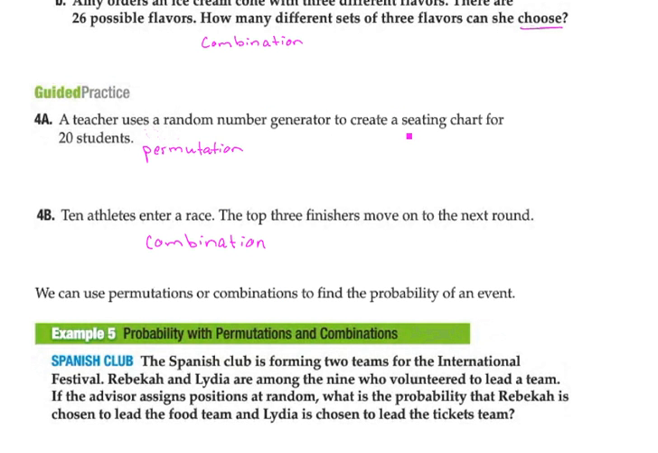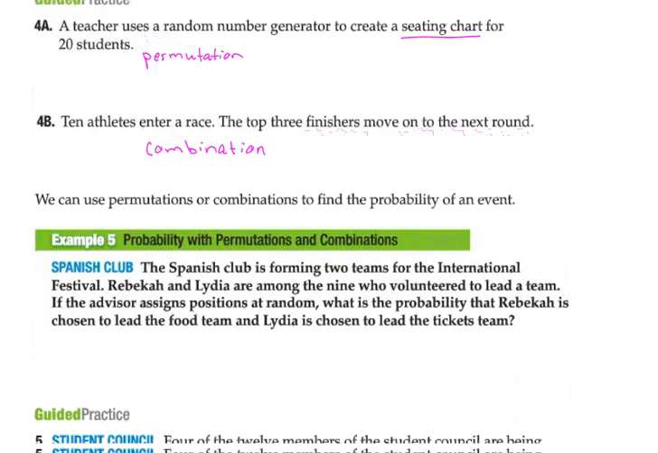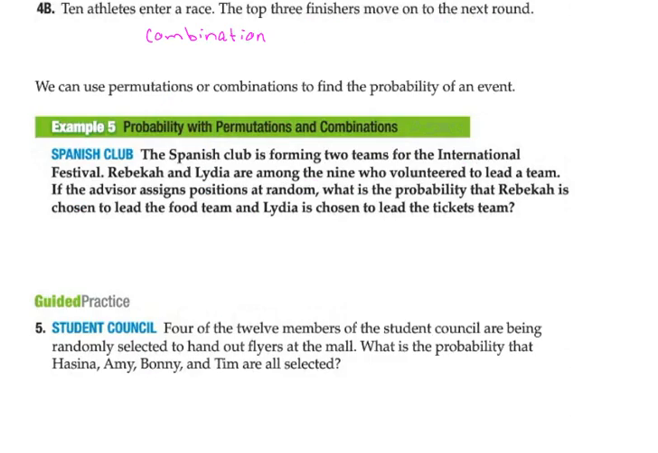Okay, the clue words here, seating chart, arrange students. Since we are arranging them, that's a permutation. The 10 athletes enter a race, the top 3 finishers move on to the next round. It doesn't matter if you were first, second, or third. As long as you were one of those 3, you move on, so it's a combination. Now we're going to look at probabilities. Here we were just looking at the amount of ways, but now we're going to look at probabilities.